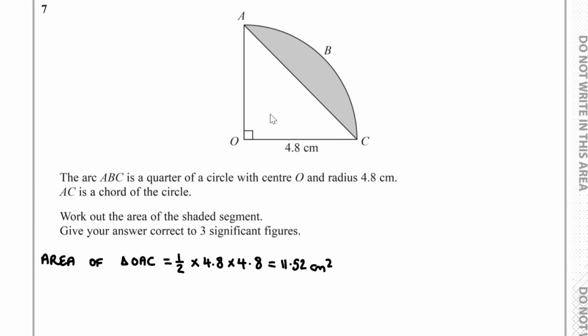Now the area of 1/4 of a circle, so the area of 1/4 of the circle is equal to pi multiplied by r squared, so we multiply by 4.8 squared, and then we will divide this by 4.